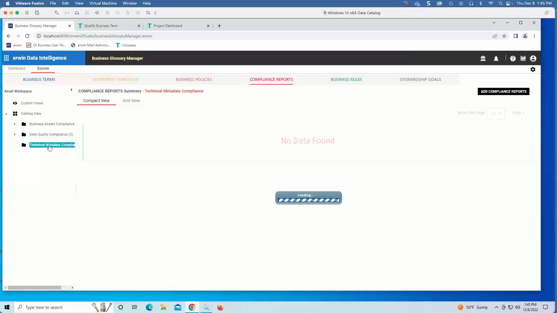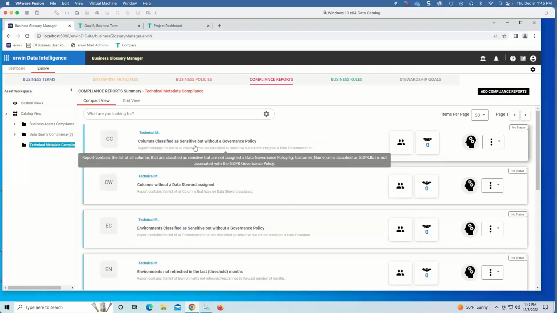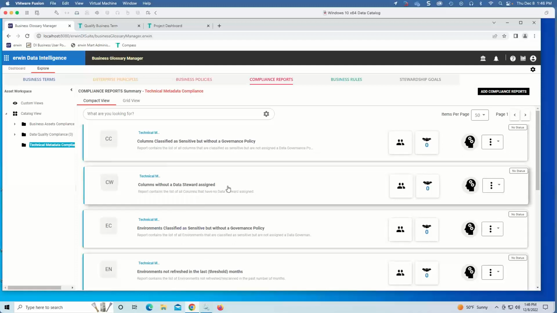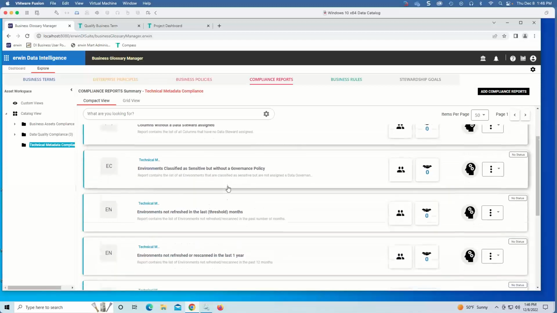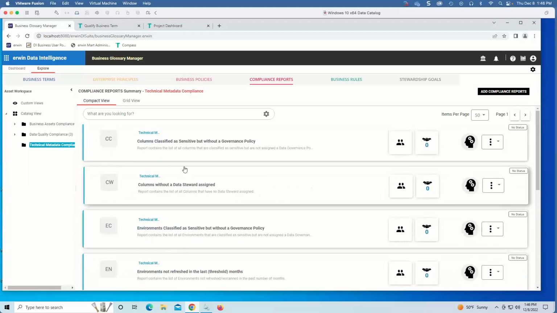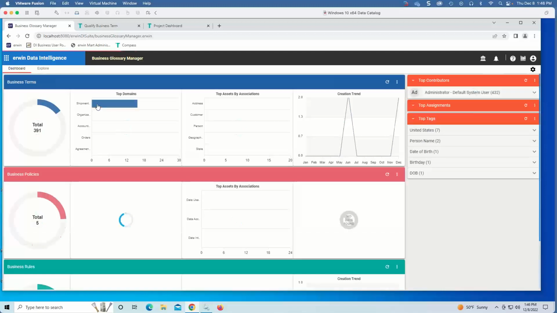So if I looked at this one, then I might want to be able to see how many columns were classified as sensitive, but without a governance policy, right? So these are things that you would want to make sure that you are looking at and actually qualifying for building out a particular dashboard to see how well you're doing.